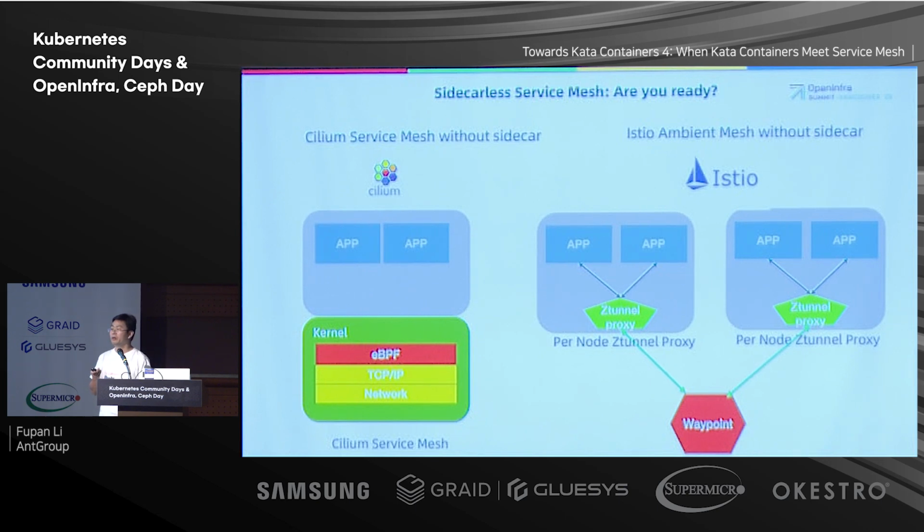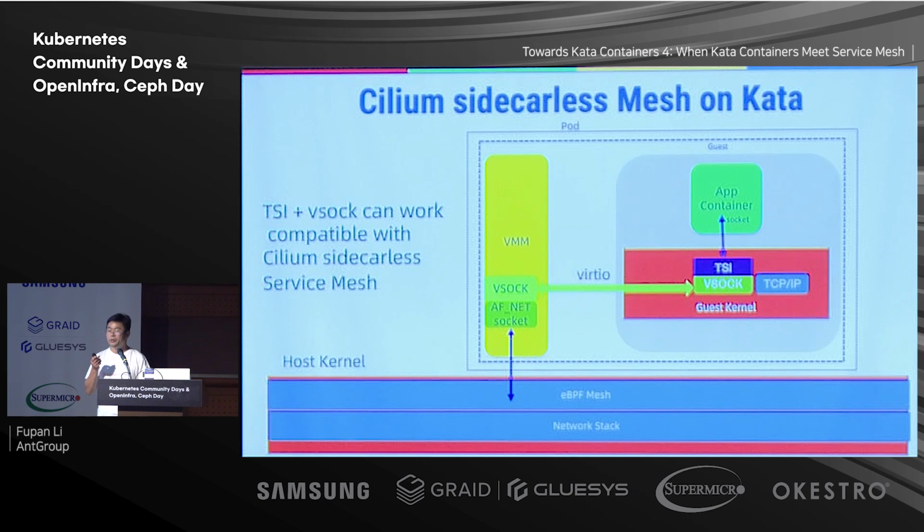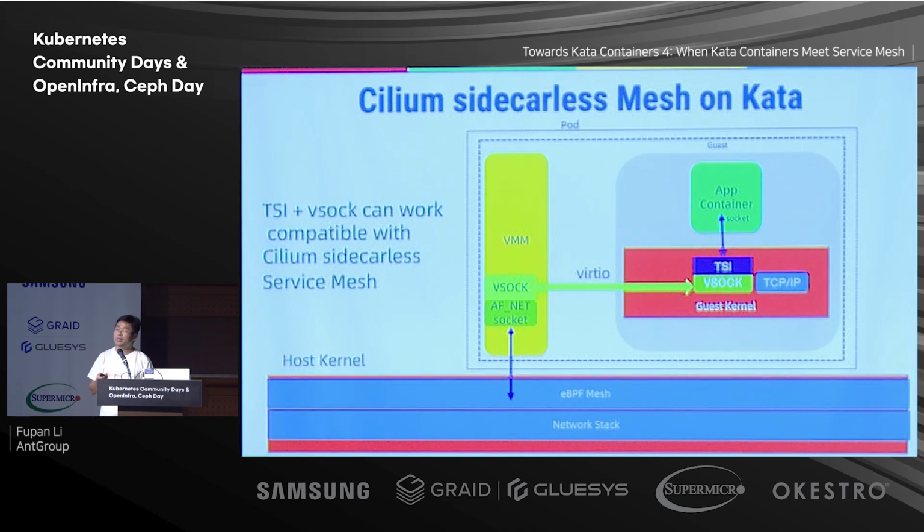The Cilium service mesh is different from the Istio service mesh. Cilium service mesh depends on eBPF in the kernel, and the Istio service mesh uses the traditional iptables to hijack the data. So if we use the Cilium sidecarless service mesh, Kata will be compatible with this mode. Just as I talked about earlier, if Kata uses TSI to hijack the application's data, the data will go directly to the VM side, and the VM side will send the data through the network stack.